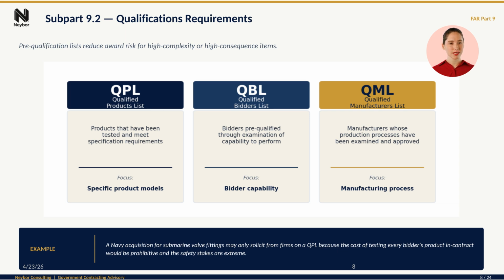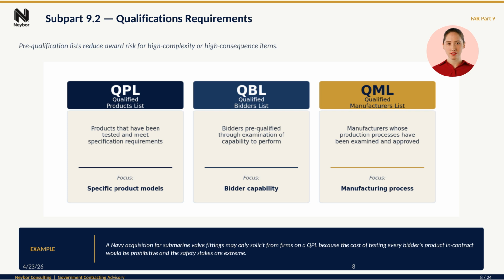Why bother with these lists? 2 reasons. The cost and time of testing each candidate on every individual contract would be enormous, and for some items, the consequences of failure are unacceptable. The example at the bottom makes that concrete: submarine valve fittings. The Navy isn't going to retest every valve on every solicitation. It's going to restrict competition to firms on the QPL.